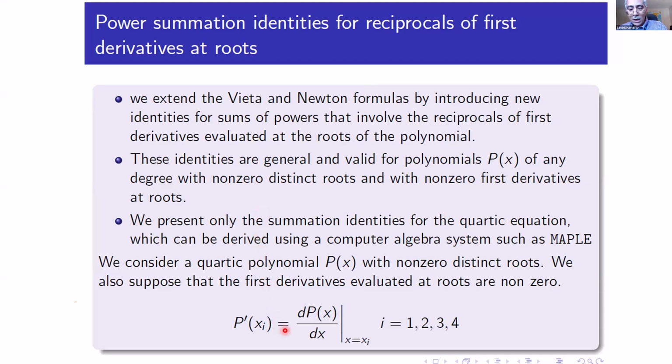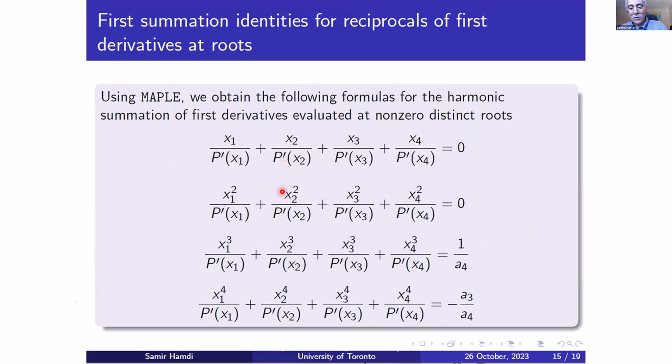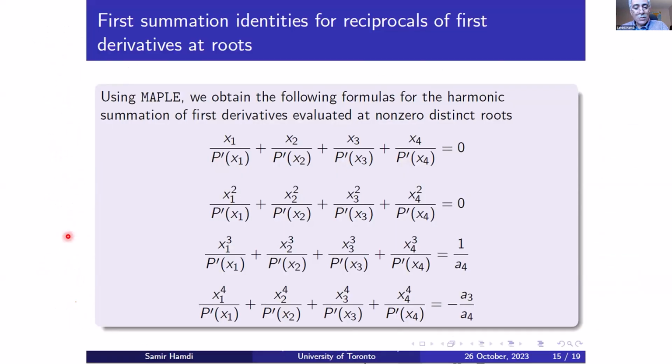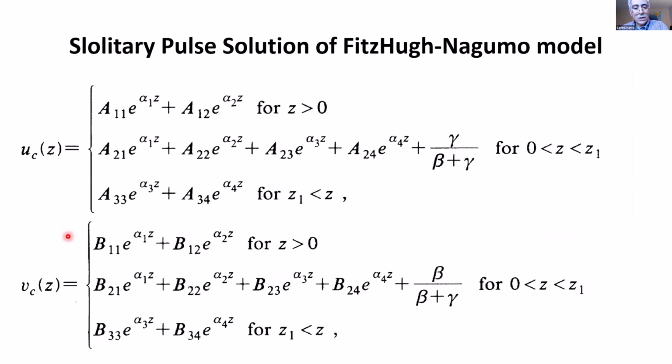And we have these identities for the case of distinct roots of a polynomial. These are the important formulas that involve the derivative of the polynomial evaluated at the roots, like p prime x1, p prime x2, p prime x3, and p prime x4, for the roots x1, x2, x3, x4, and the identity depends on the coefficients of the polynomial. Using these identities, it's possible to find the coefficients of the piecewise solitary wave solution, as you can see on the left here. And if I go back to the slides, these are the coefficients that you can see here.